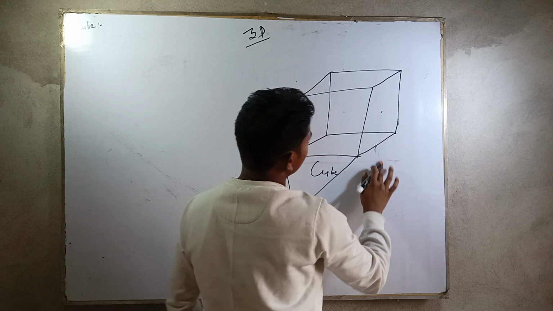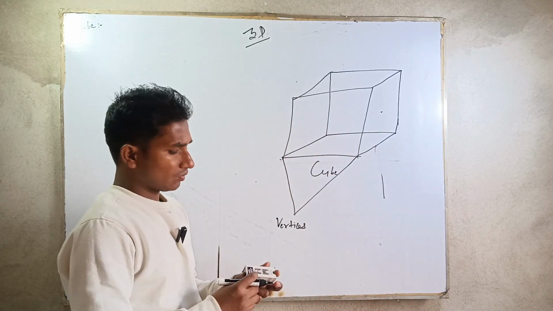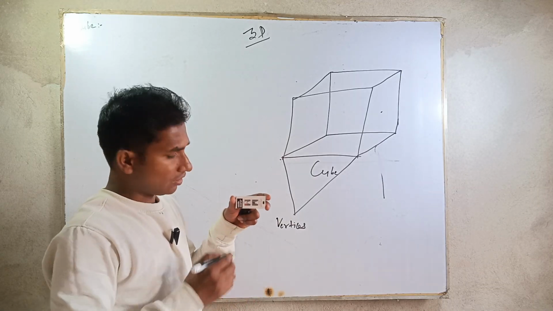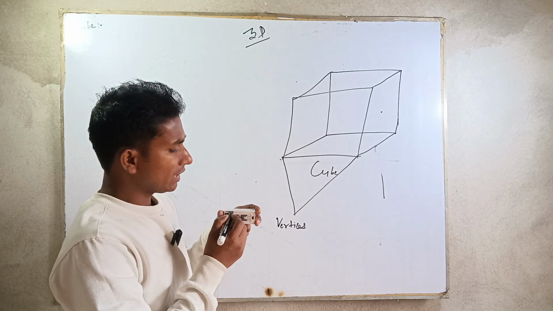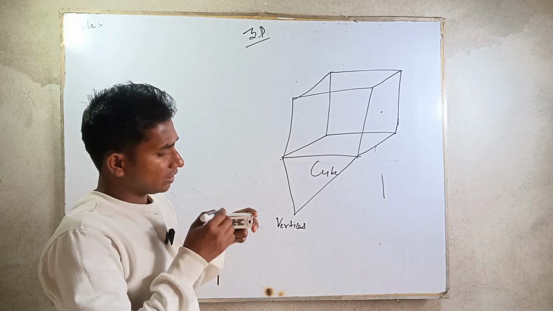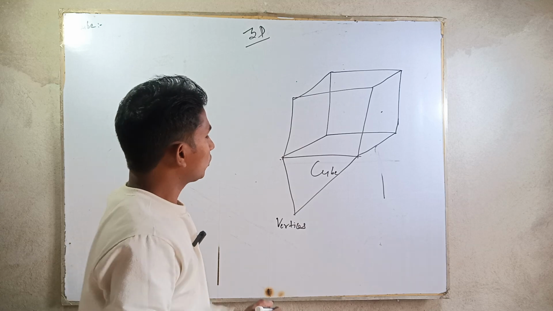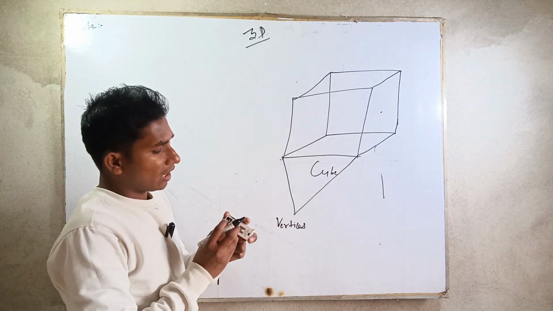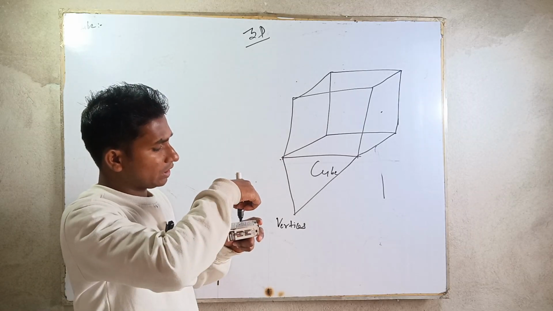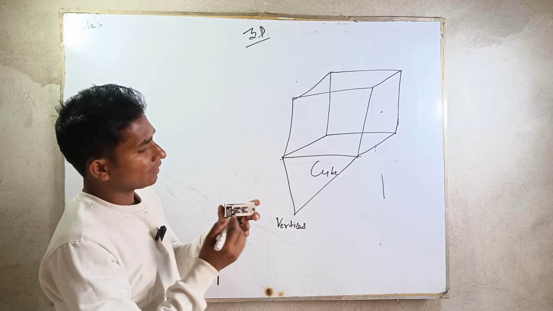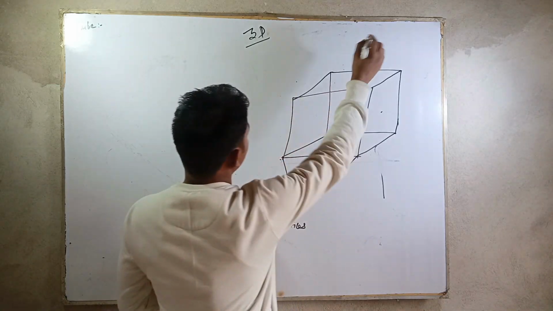Face means, suppose I make a cuboid, then you will see its side. This is a face and this one is an edge, and this one is a face. So how many faces are in this figure? 1, 2, 3, 4, 5, 6. There are 6 faces.